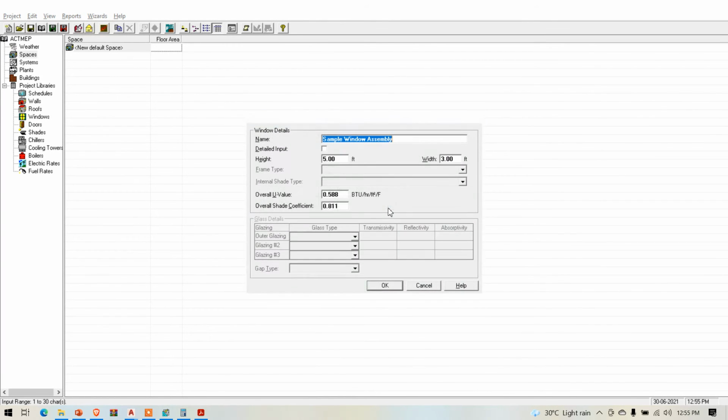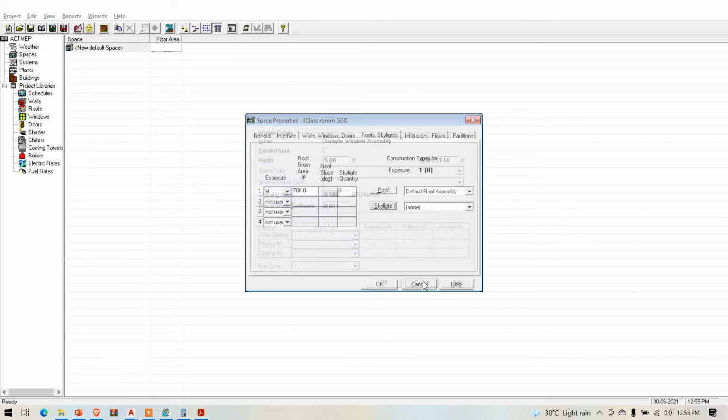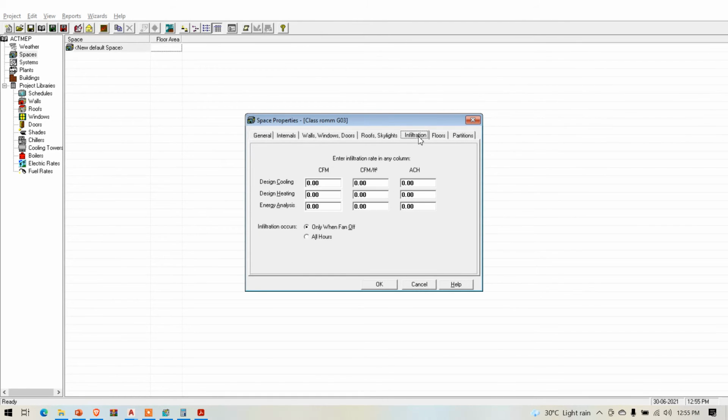So whenever you have a skylight, the skylight height, skylight width and depth we have to consider. Since we don't have one here, there is no need to consider any skylight. The skylight value and how many skylight quantities there will be would be provided over here. But since our classroom doesn't have any skylight, no need to consider it. Okay, next coming to the infiltration.